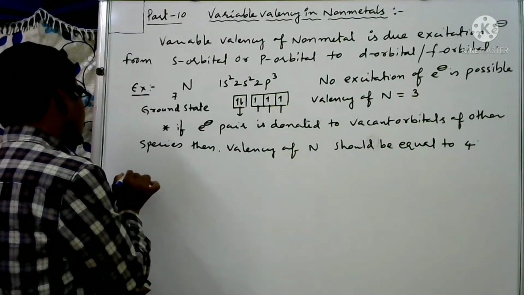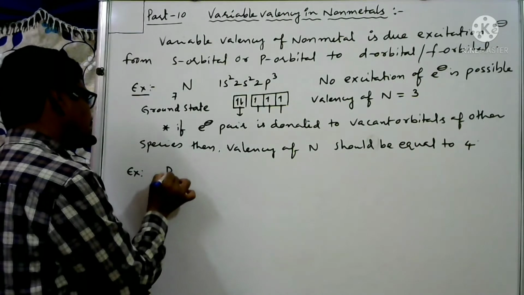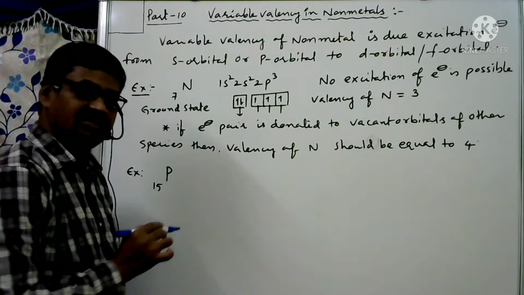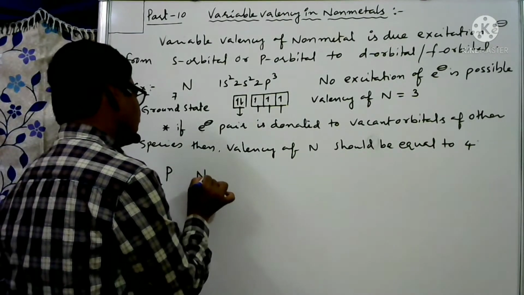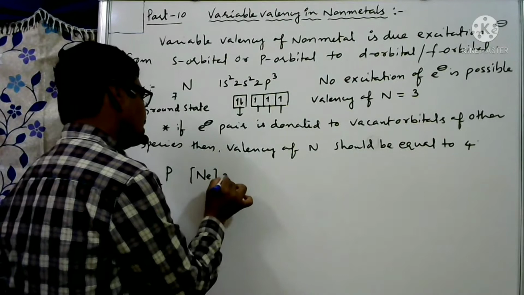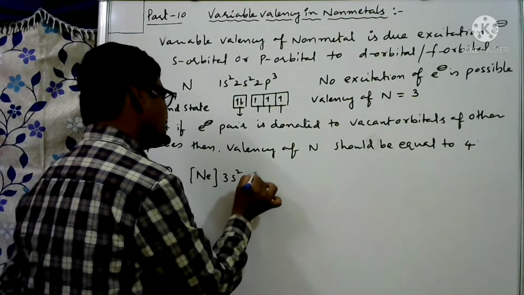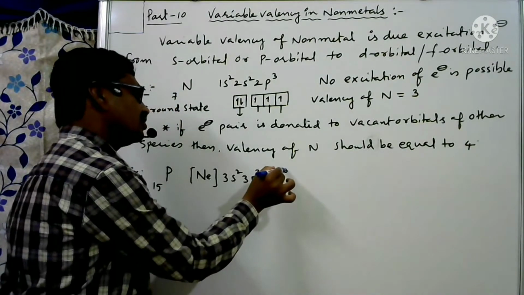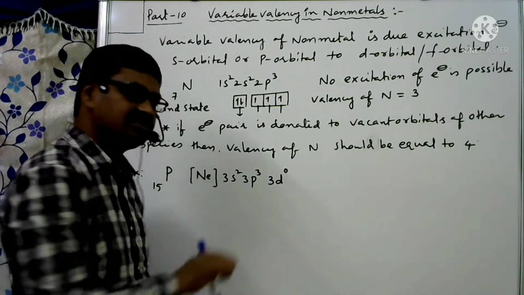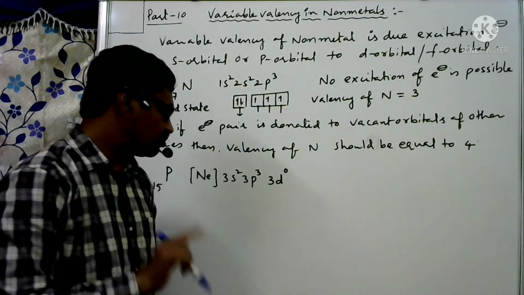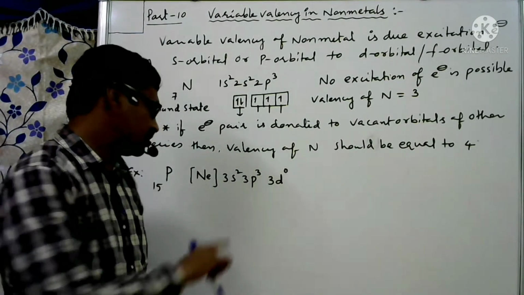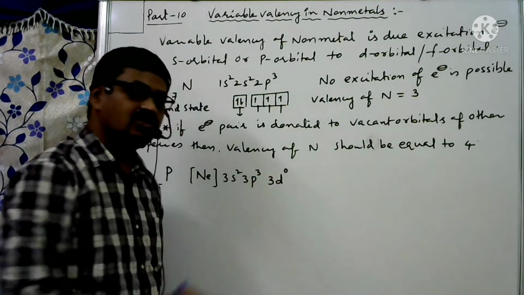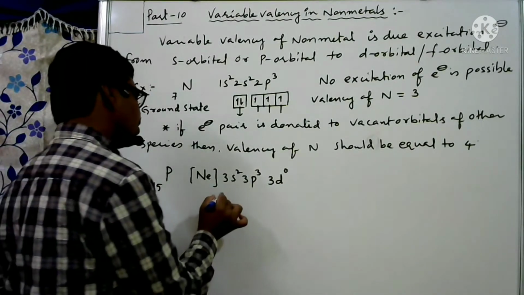Next, I am taking one more example: phosphorus. Here the atomic number is 15. For 15 electrons, we can write the electron configuration like this: neon, then 3s2, 3p3, and the 3d orbital is also present with 0 electrons. Because the third shell is present, it means the third s orbital, third p orbital, and third d orbital are present. But here 3s2 and 3p3 are written, and 3d has 0 electrons, which means it is vacant.